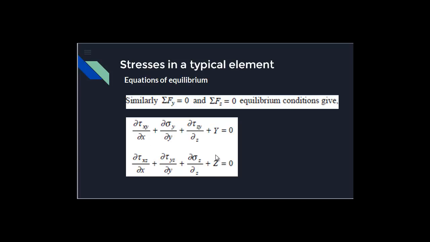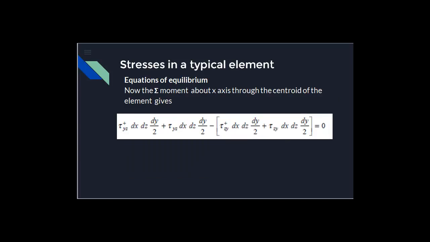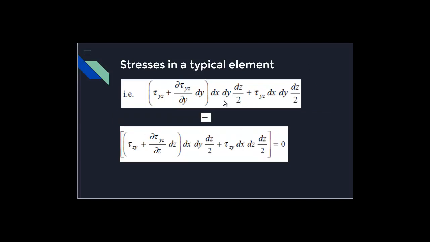Based on the basics that you have learnt in strength of materials, we know that stresses acting normal to the plane are called normal stresses, and the stresses acting in the transverse direction are called shear stresses. In order to account for those shear stresses, let us now apply the equations of equilibrium by taking the algebraic sum of moments about the x-axis through the centroid of the element. That results in this equation. As you can see, all the shear stresses are accounted for when we take moments about the x-axis. After simplification and further grouping of the shear stresses, this is the resulting equation.